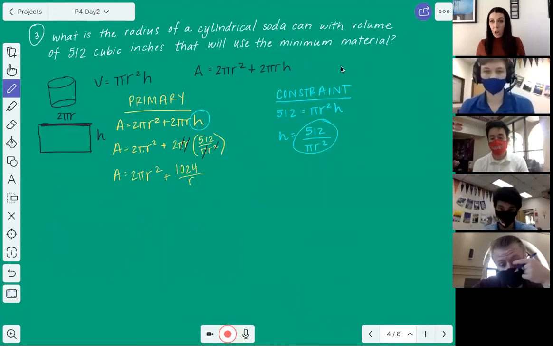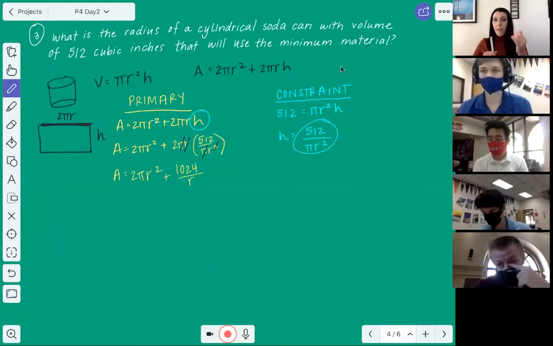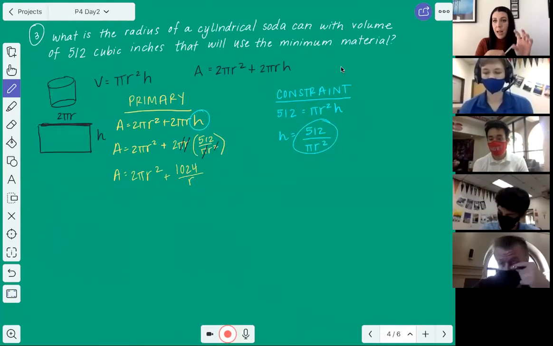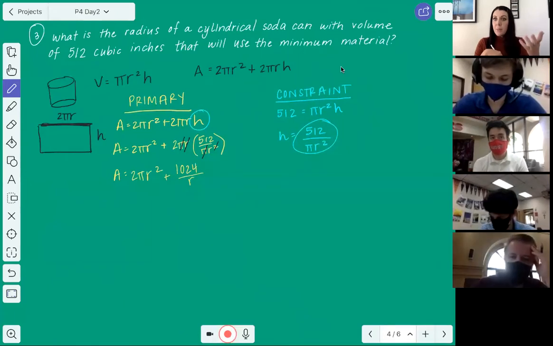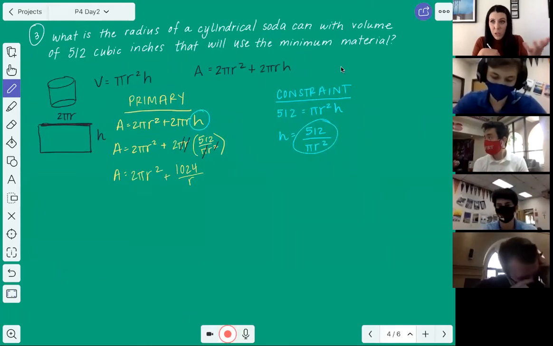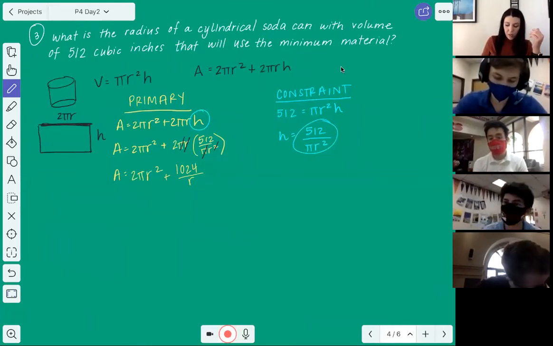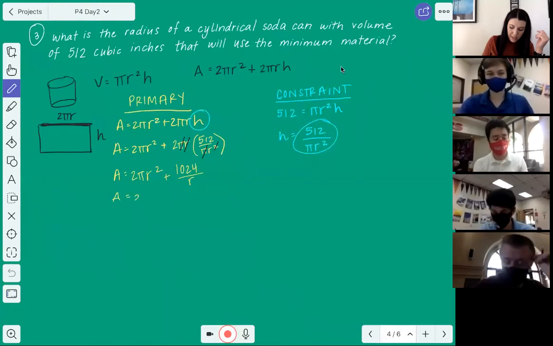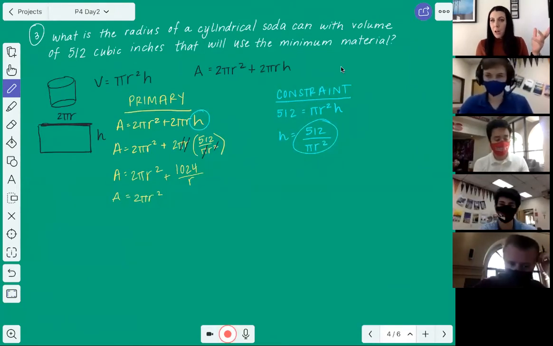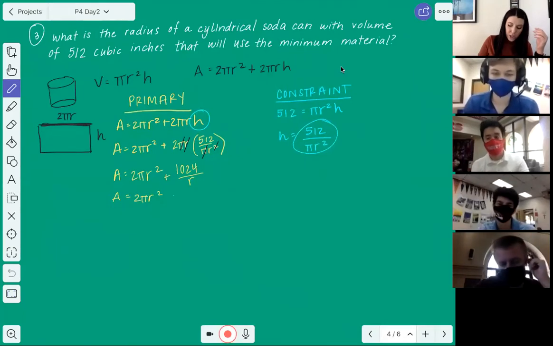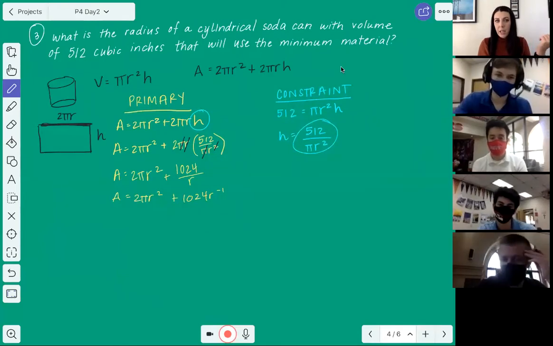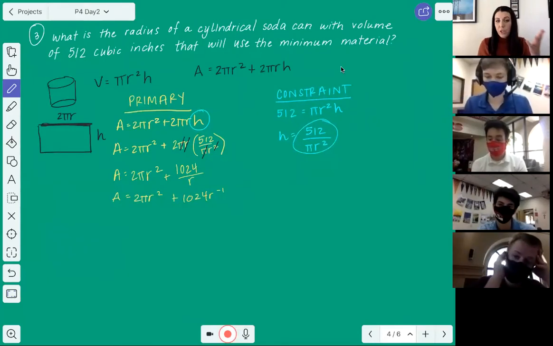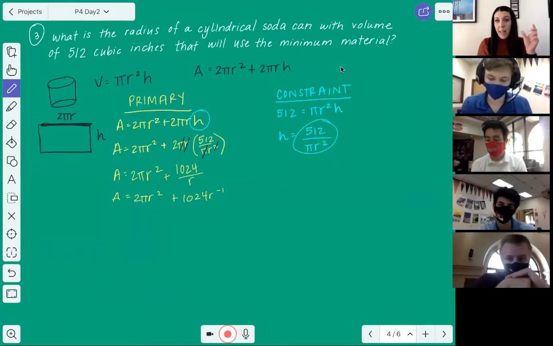So this is still our area equation, right? We have determined our primary, determined our constraint, isolated a variable in our constraint, plugged that into our primary equation, and then we simplified. And we might even do one step further to simplify to make the derivative, which is what we want, a little bit easier. That step might be to rewrite this as a full power function. So 2 pi r squared is already a power function. We are going to change this to 1024 r to the negative 1. It's going to be easier to take a derivative if you're working with power form.